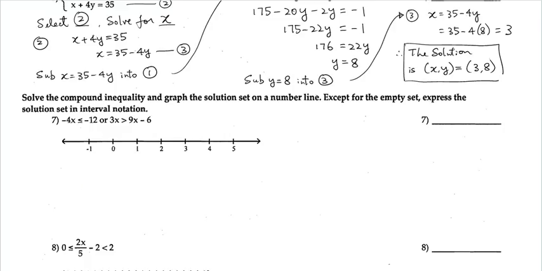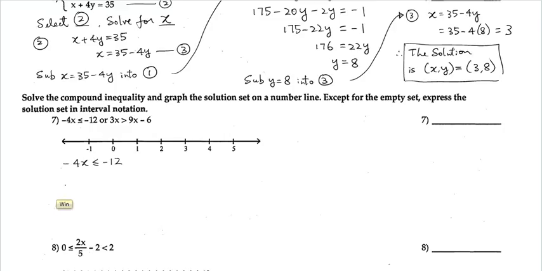So let's see what happened. We got negative 4x less than or equals to negative 12. We want to get the x by itself. So how can we do that? We divide both sides by negative 4. That is a very good example. When we divide both sides by negative 4, what do we need to do? We have to flip the sign. We are going to flip that right away, not later.